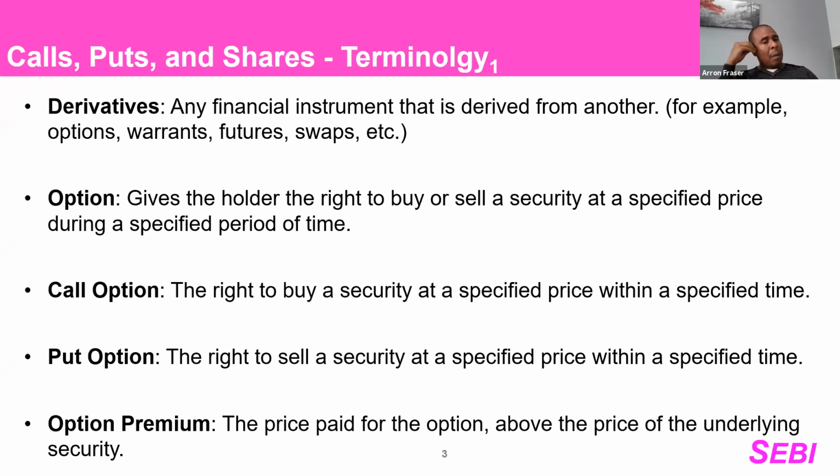Then there are call options, which give the right to buy a security at a specified price within a specified time, right? So you buy a call option and then you have a right to purchase a particular security or share at a particular price during or at a particular time. Then there is the put option, which is the right to sell a security at a specified price within a specified time.